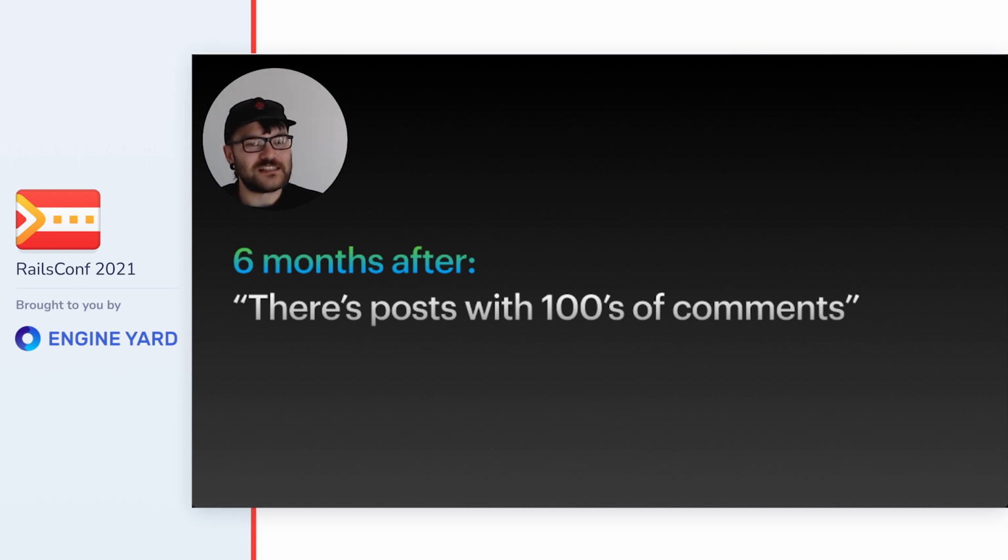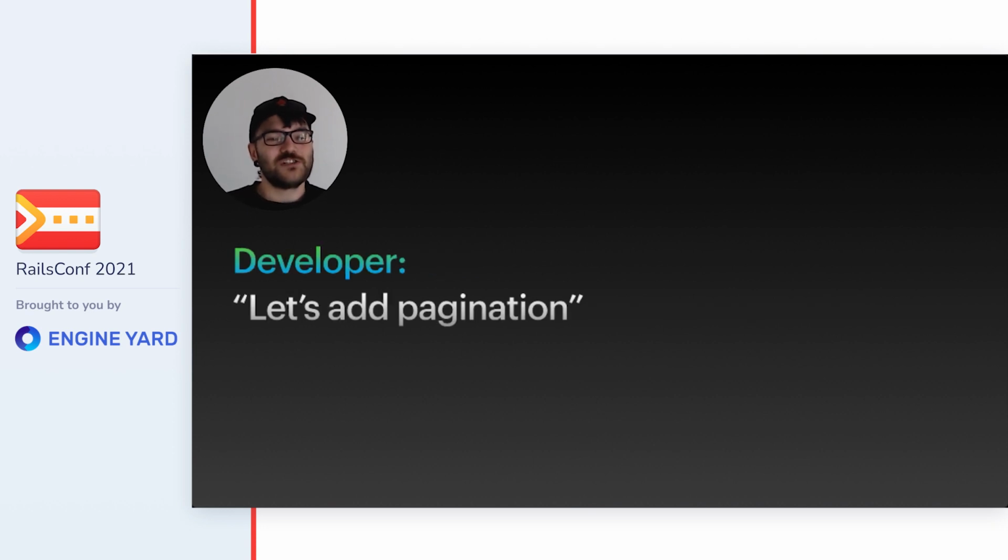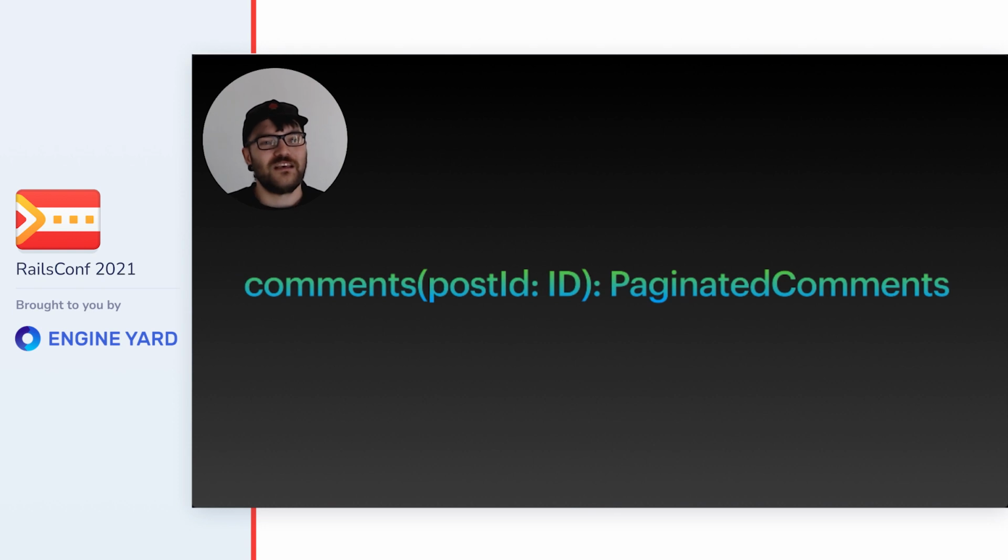Previously, I have built something that I thought there's not going to be more than 5 of these things. And then 6 months to a year after, there were 200 of these things and I needed to change stuff. So the developer says, let's add pagination. Great. And so we add some kind of paginated comments.